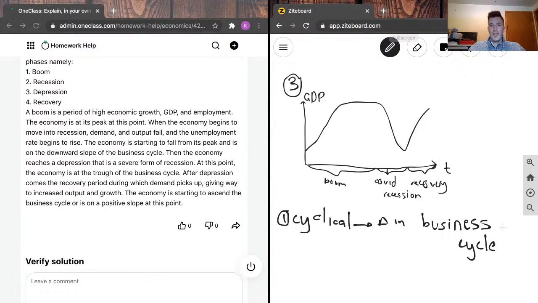Frictional. So that's when, say you graduate university and you haven't found a job yet, you're frictionally unemployed. Or say you move to a new city and you haven't found a job yet, you're frictionally unemployed. This is basically between jobs, is what frictional unemployment is.